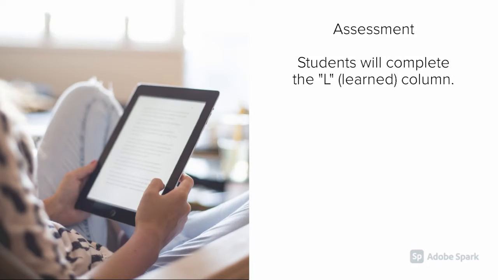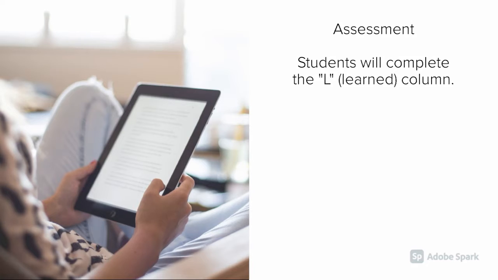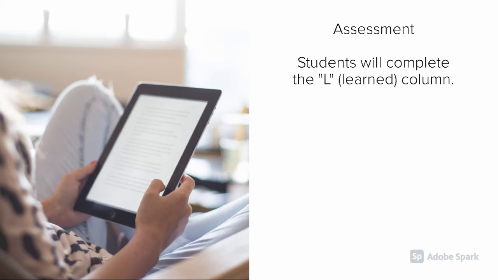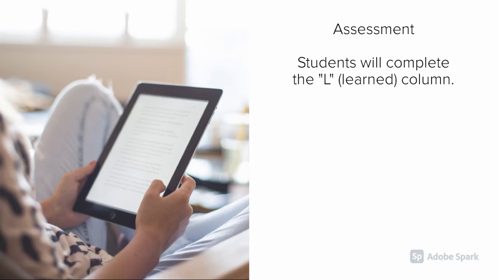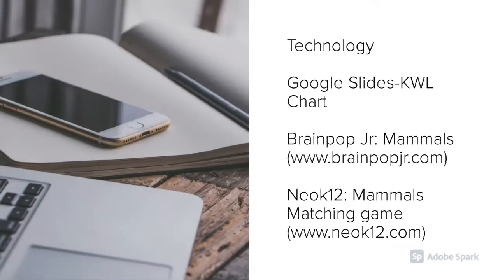In order to assess whether the objectives were met, the students will be required to fill out the Learned column on their KWL chart. They will write 3 different mammals, identify 2 characteristics, and 2 ways that they survive.